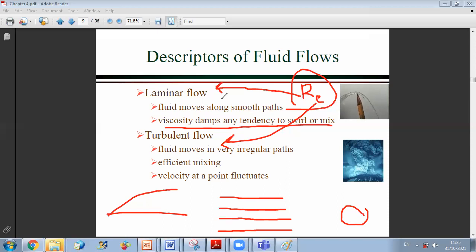For each type of geometry, I will tell you that below this Reynolds number, you can consider the flow laminar, and above this Reynolds number, you can consider it turbulent. And you have a small transition zone, some Reynolds numbers in between, where you have a transition from laminar to turbulent.